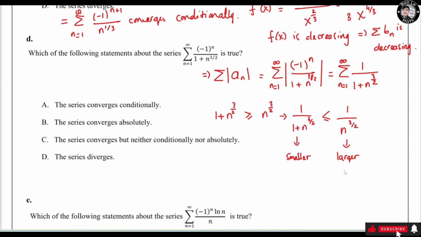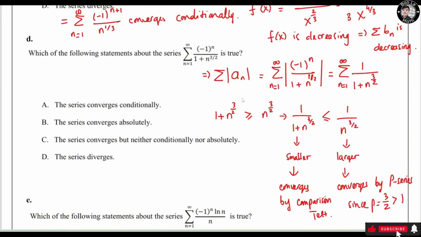Now the larger converges by p series, right? Since p equals 3.5, which is greater than 1, right? So since the larger converges, the smaller converges, right? By comparison test. Alright, so since the absolute value of this series converges, the series converges, right? So the answer must be B.